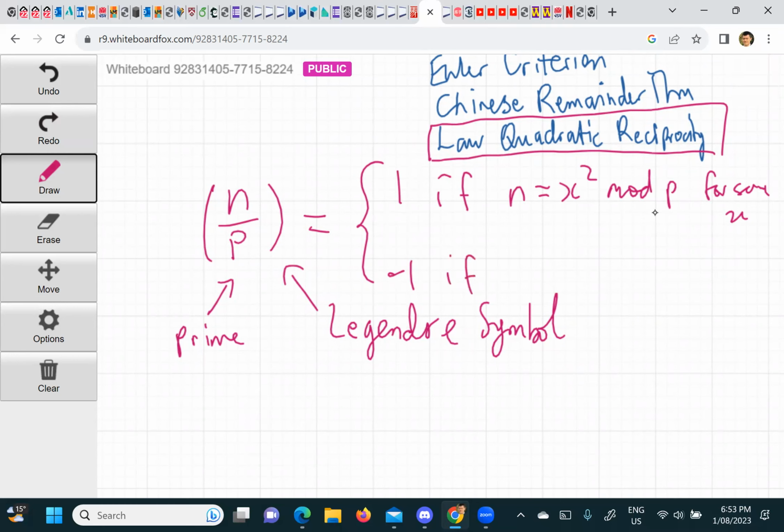Good question. And it's -1 otherwise, but there's this other case, 0, if n is a multiple of p. So if n equals 0 mod p.